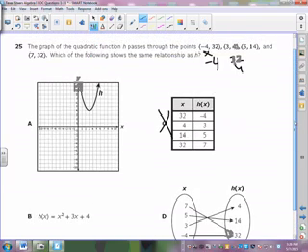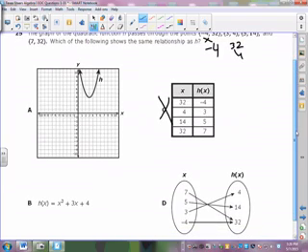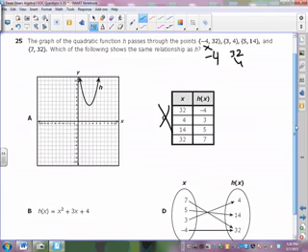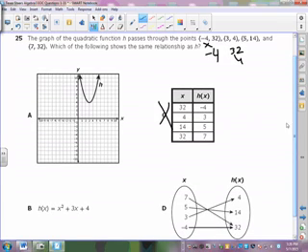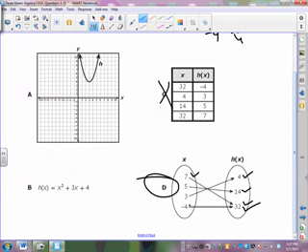Let's check D because it looks like it'd be easy to check. When X is -4, Y is 32. That's true. When X is 3, Y is 4. When X is 5, Y is 14. When X is 7, Y is 32. So I'm going to stop right there. I know already D is the answer.